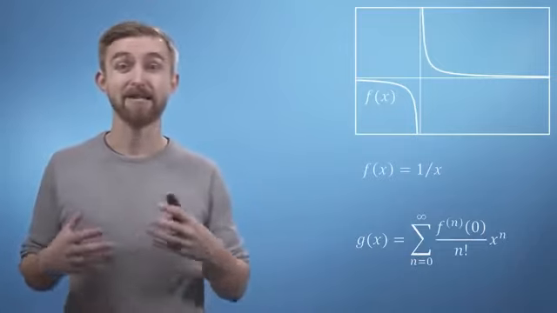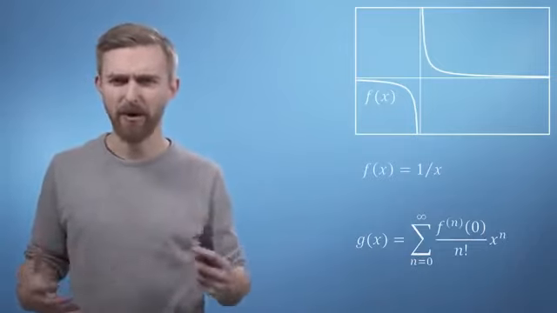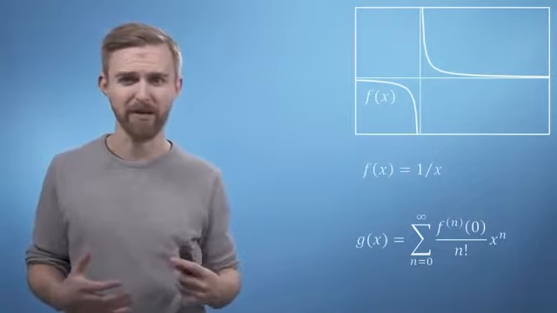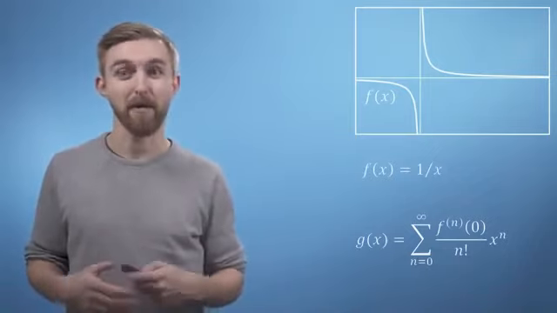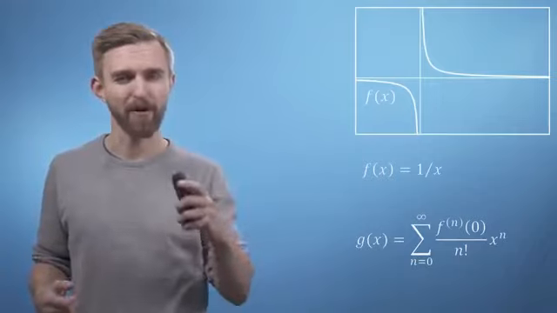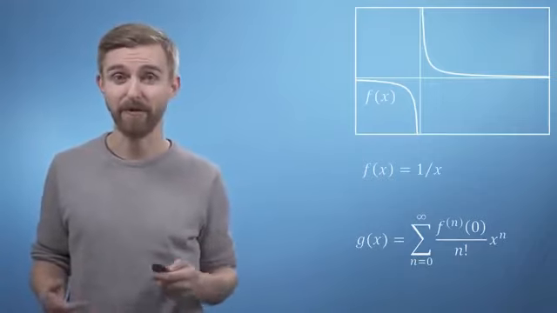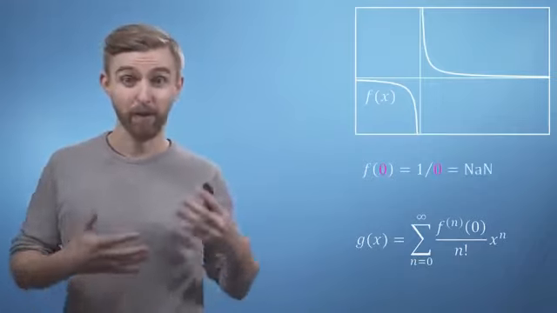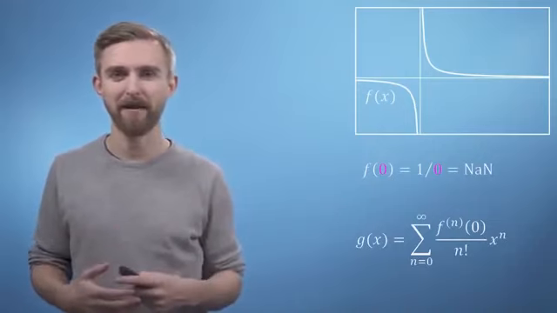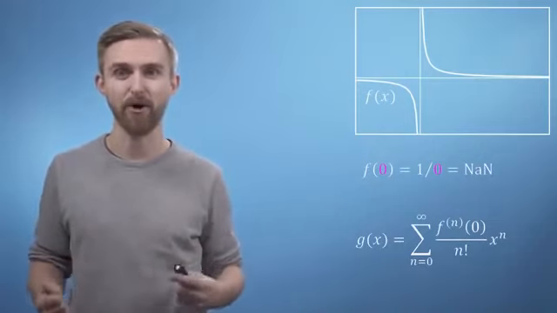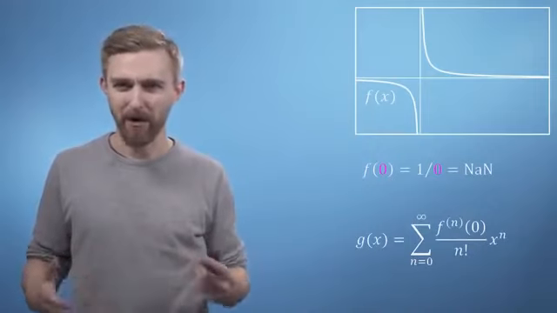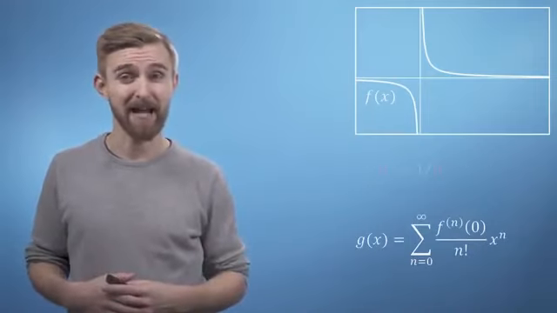In fact, it's so badly behaved that when we even try and build the 0th order approximation, we immediately run into problems, because we have to perform the operation 1 divided by 0, which is not defined. And if you tried to ask your computer to do this, it may give you back the answer NaN, which stands for not a number. So, we're going to need to try a different angle of attack.